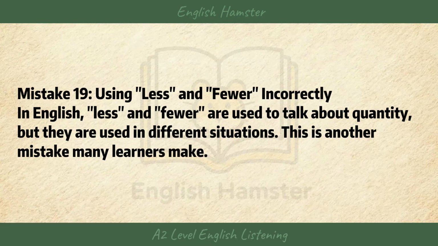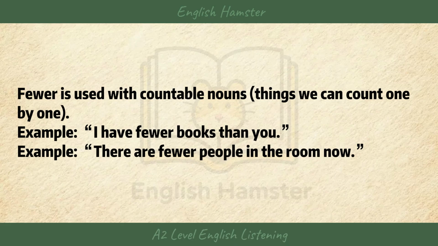Mistake 19. Using less and fewer incorrectly. In English, less and fewer are used to talk about quantity, but they are used in different situations. This is another mistake many learners make. Fewer is used with countable nouns, things we can count one by one. Example: I have fewer books than you. Example: there are fewer people in the room now.